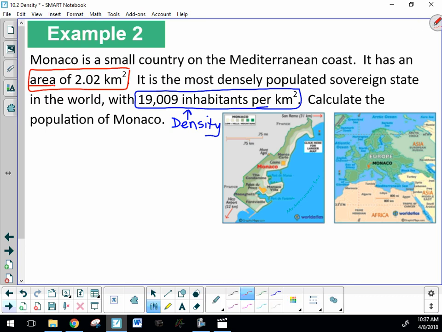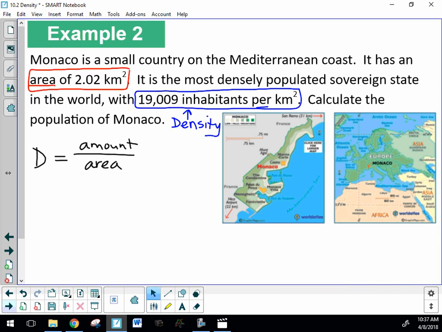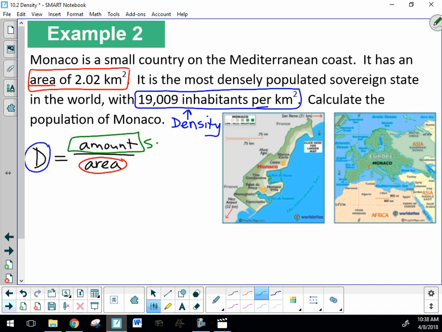We want to calculate the population of Monaco. So we're going to use the same idea of density, but this time we're solving for something different. Remember, density is the amount of something divided by the area. The things that we know in this case are the area and the density, and we're going to be solving for the amount of people. So in our equation, that's going to be our x.